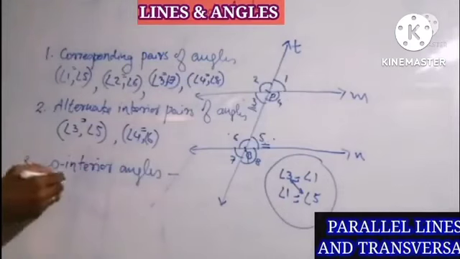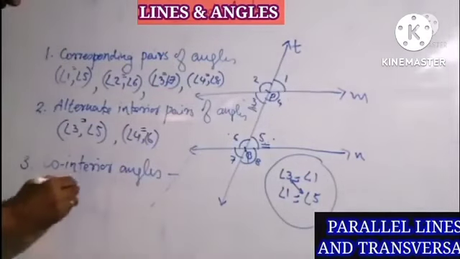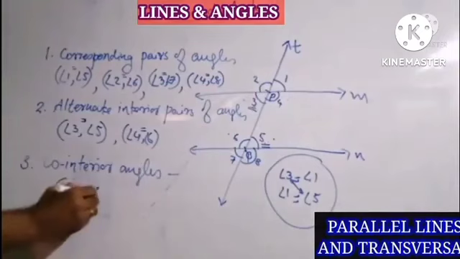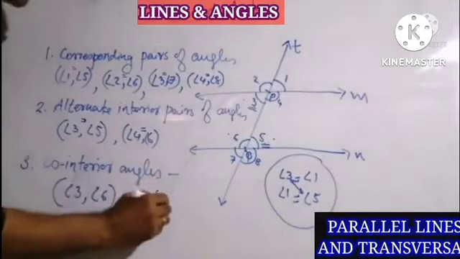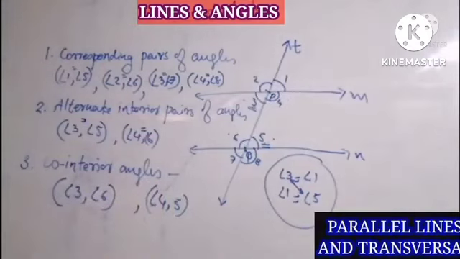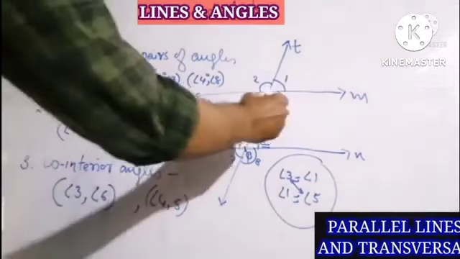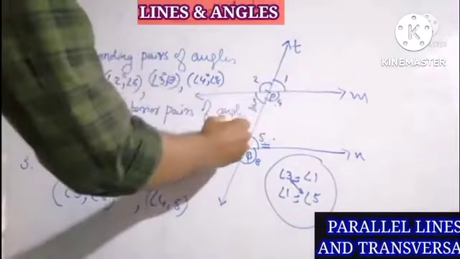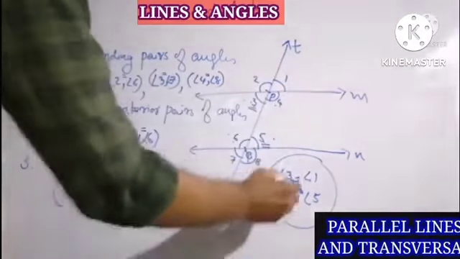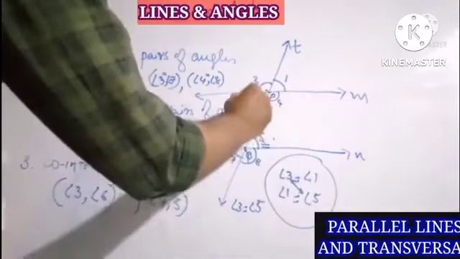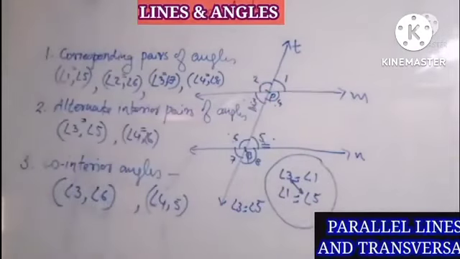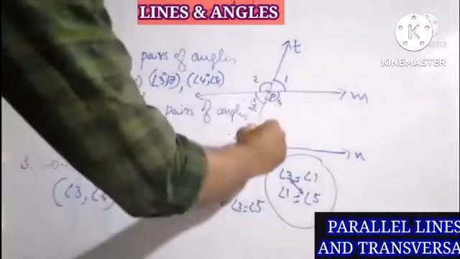So which are the pairs? Angle 3 pairs with angle 6. Second, angle 4 pairs with angle 5. How are they related? Whether they are equal or not? They are not equal, because we know that 4 and 6 are equal, and 3 and 5 are equal. We got angle 3 equal to angle 5 here, as alternate pair.